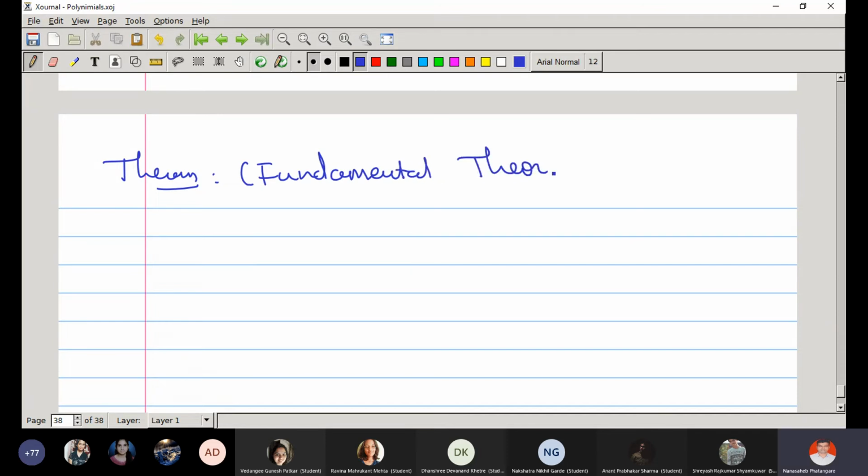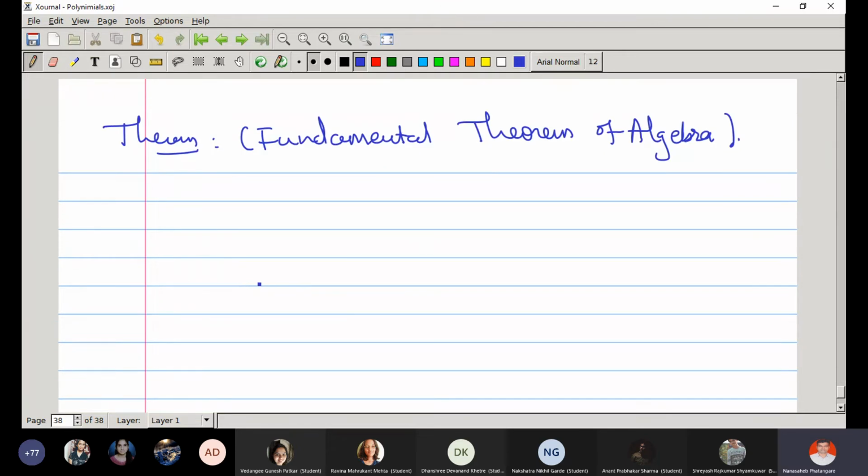We will not see the proof, we'll just try to understand the statement. Proof is not easy at this level, but we'll try to understand. So every polynomial, okay, you know what is a set C? What is C? We denote the set of complex numbers.